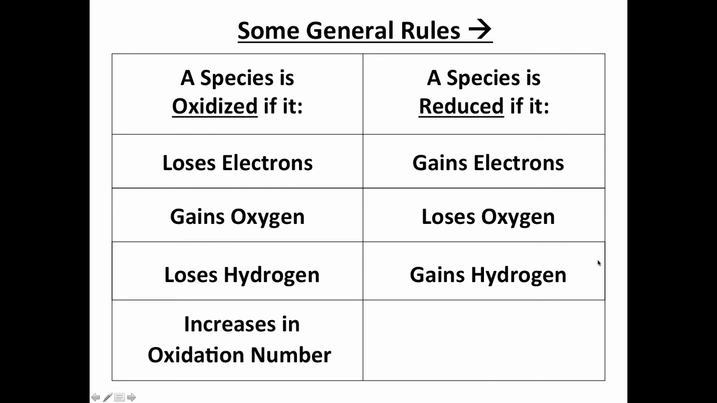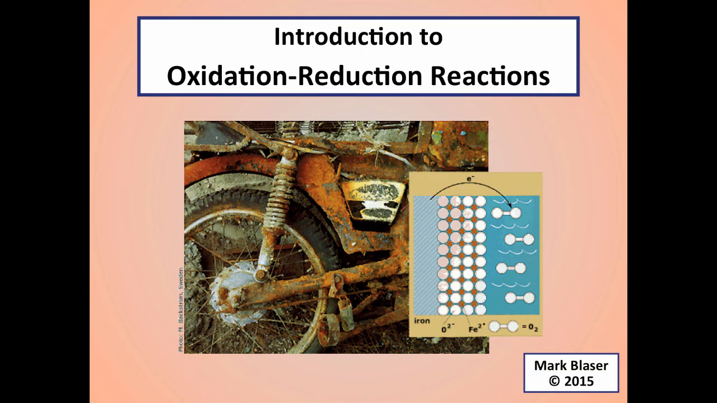And then one more general one, which we'll talk about in a bit, is there's a concept that chemists use called oxidation number. And if a substance or a species increases its oxidation number, that means it's oxidized. And if it decreases its oxidation number, that means it's reduced. And we'll have more on that in a future screencast. So that's it for the introduction to oxidation-reduction reactions.